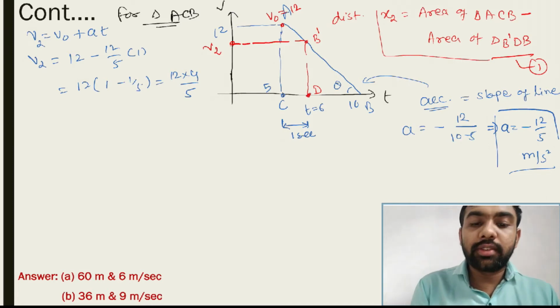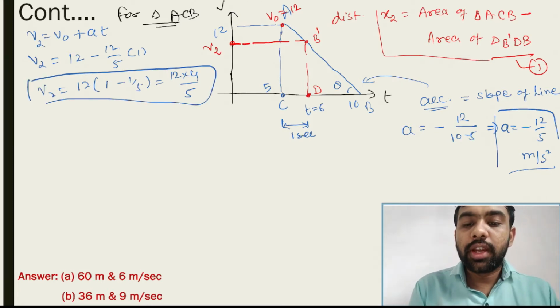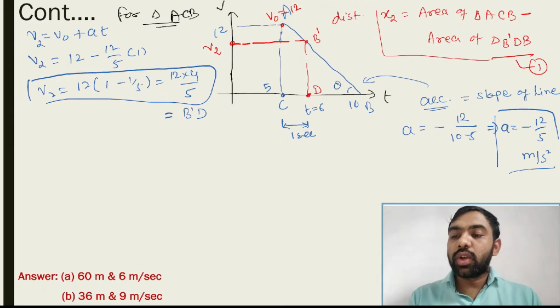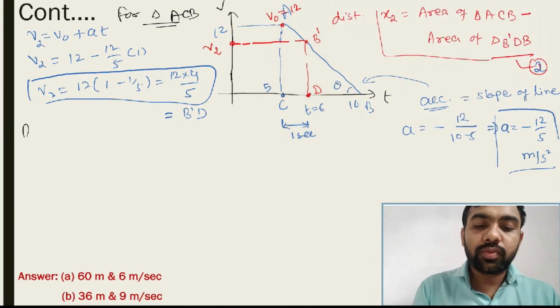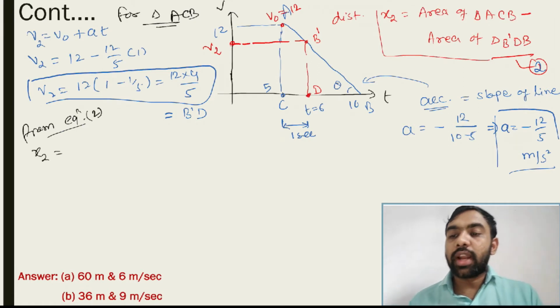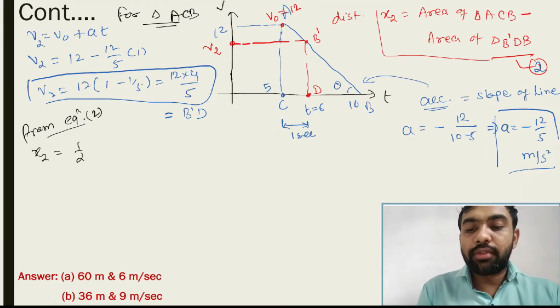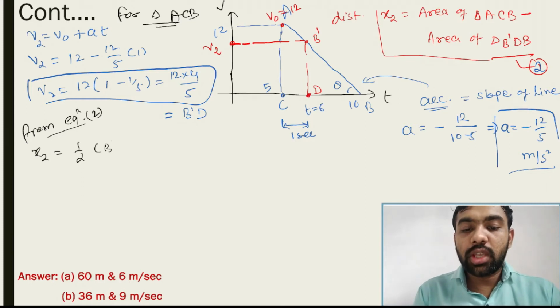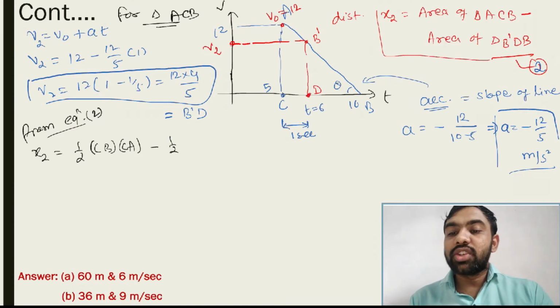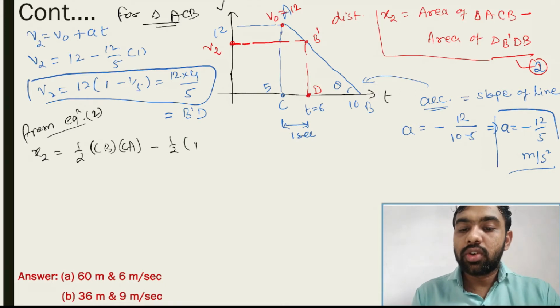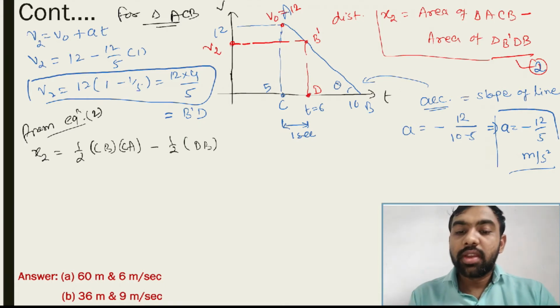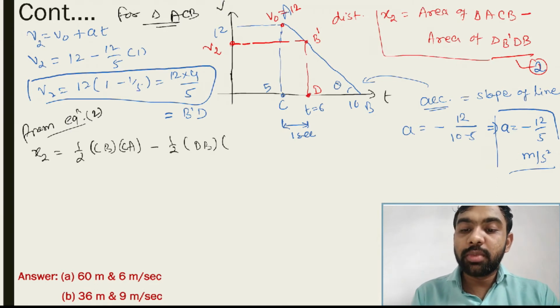That is the velocity, and this was V2. See this one. This is V2, so this is B dash D. From equation number 2, what do we get? See, x2 is equal to triangle ACB, so 1/2, base CB, height CA, minus 1/2 for triangle B dash DB, base DB, into height B dash D.